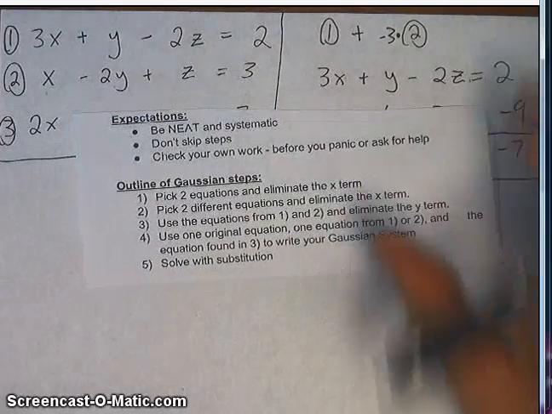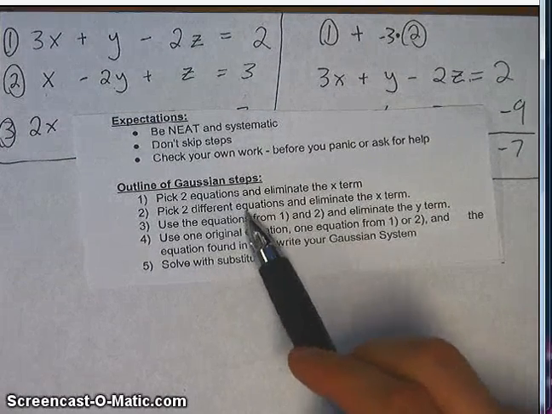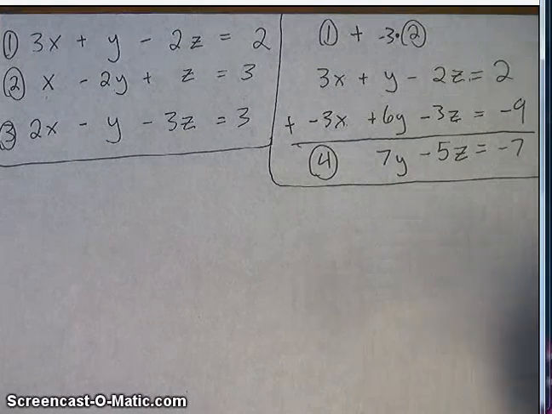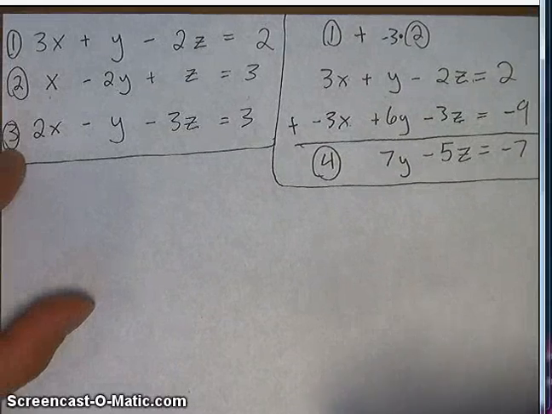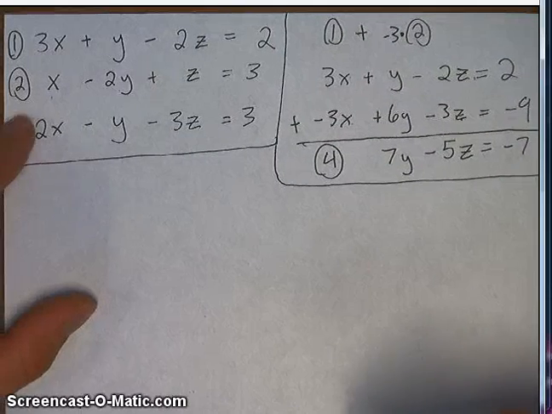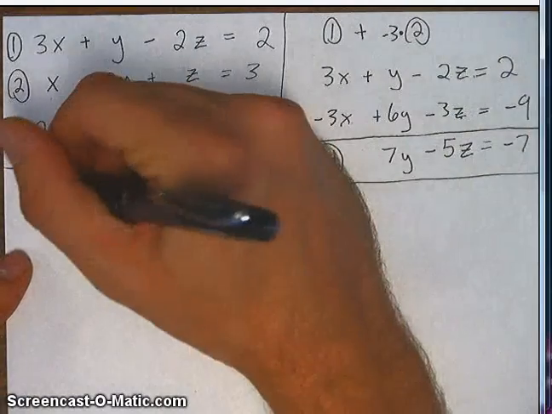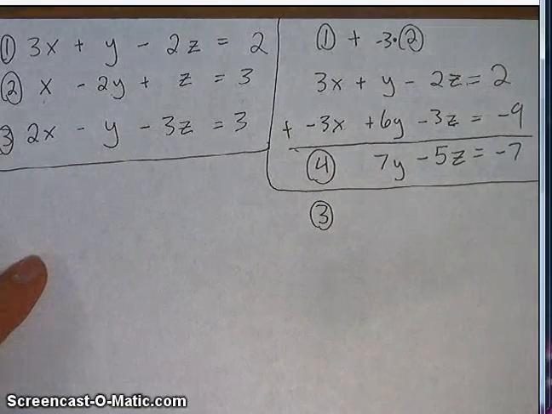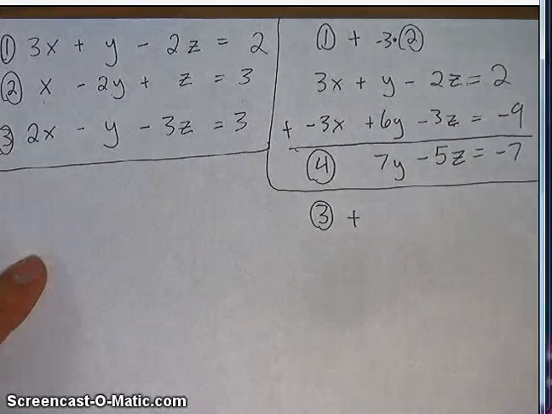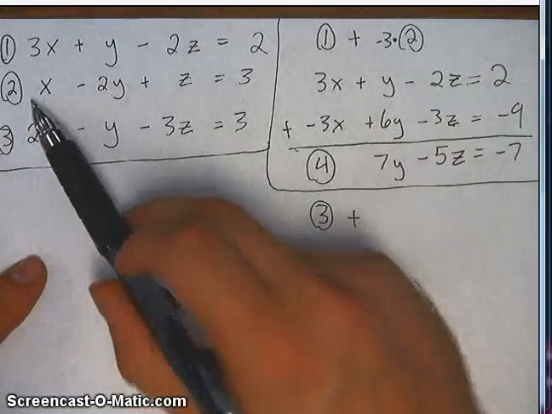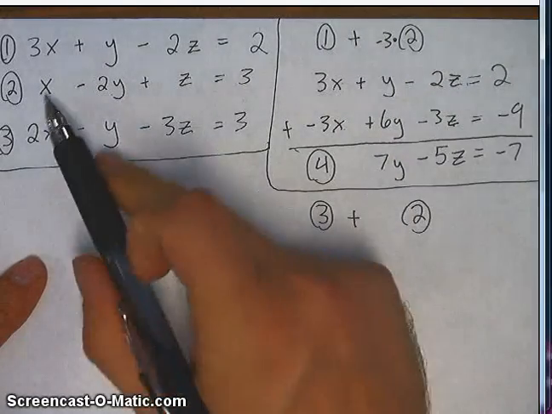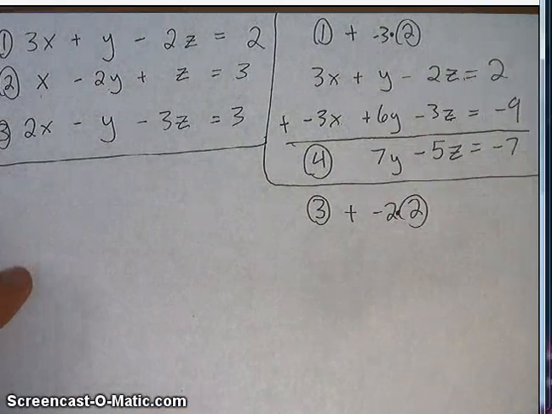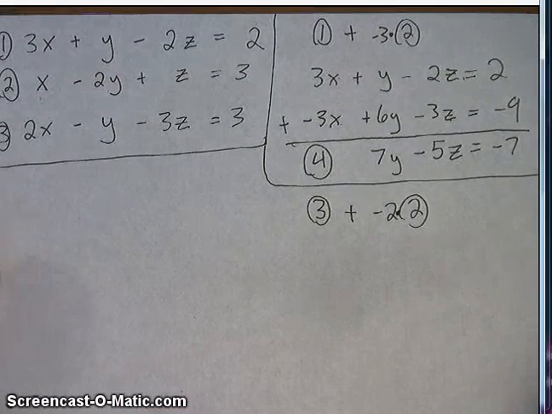Let's look at this list again. Step 2, pick 2 different equations and eliminate the x term. All right, so I picked 1 and 2, so now I've got to pick 2 different ones. So I'm going to have to use 3. I know that. Let's use 3. So equation number 3, I guess I'll do it right here. Equation 3. And this time I'm going to multiply equation 2 by negative 2 instead of negative 3. Negative 2 times equation 2 so that I can cancel out those x terms.